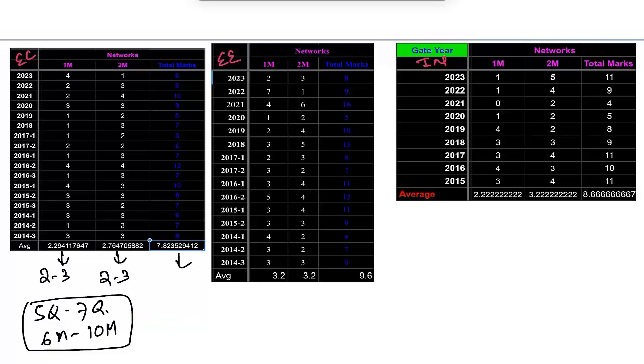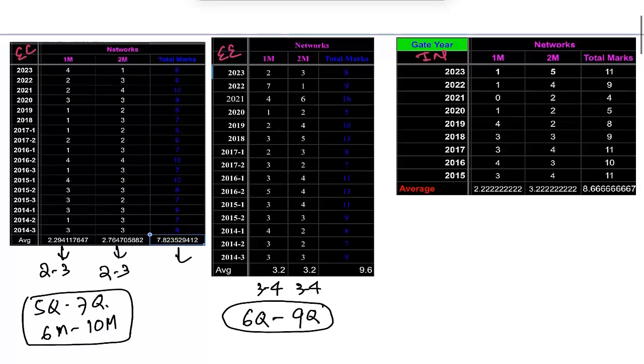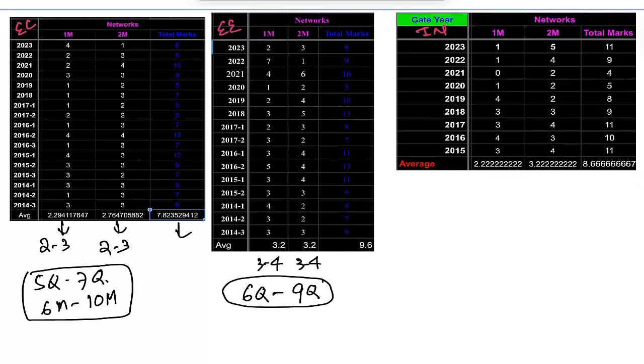Coming to electrical engineering, you see 3.2, that means we are getting 3 to 4 questions of 1 mark, and again 3 to 4 questions of 2 marks. The average is also high, it is 9.6. So I can say around 6 to 9 questions is the range of the number of questions. And in terms of weightage, it is somewhere around 8 marks to 12 marks. So this is the range.